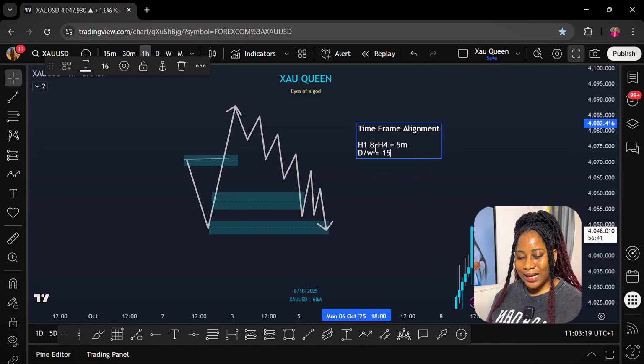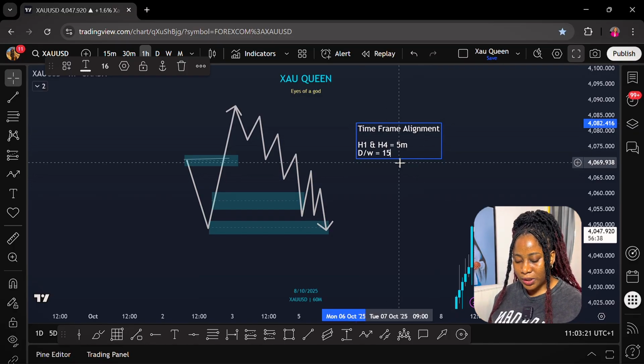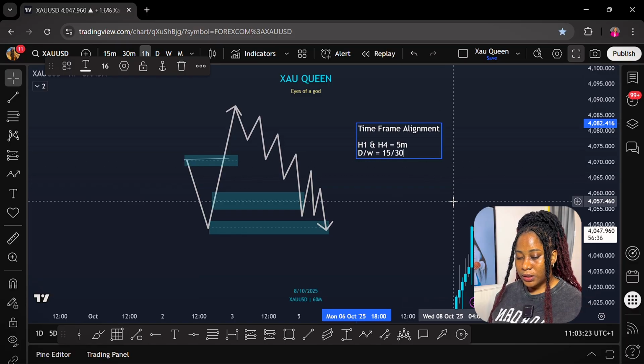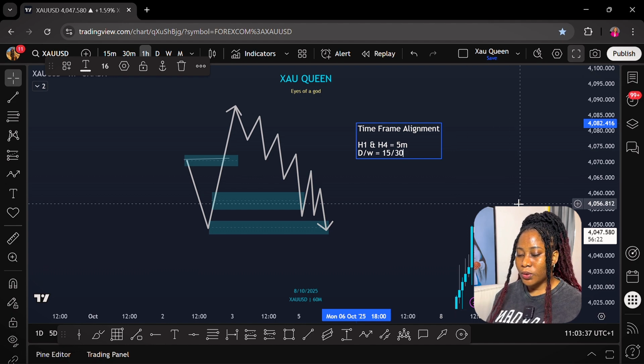So at times for daily and weekly, I can also use 30 minutes. It just depends if the structure is clean enough. If the 15 minutes is not clean enough, I'll probably go for 30 minutes POI confirmation entry here. So this is how I align my time frames.